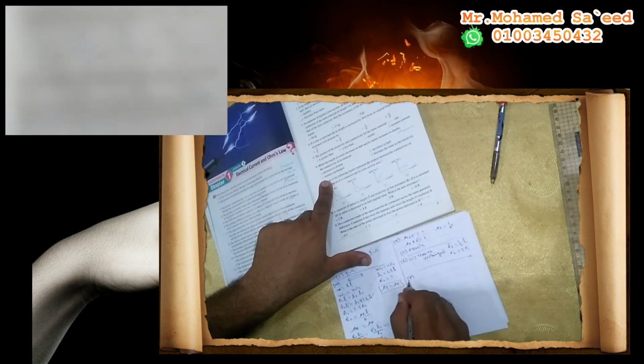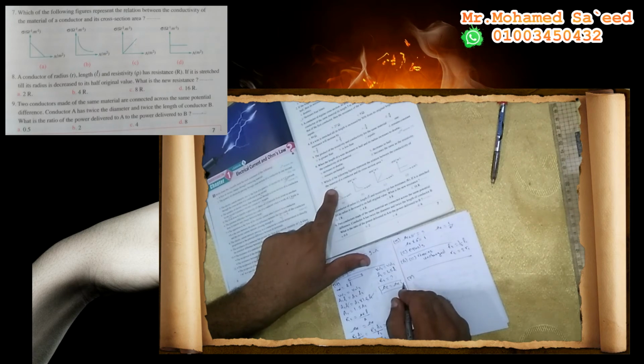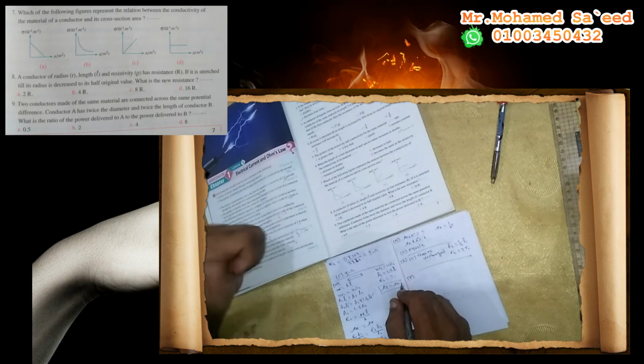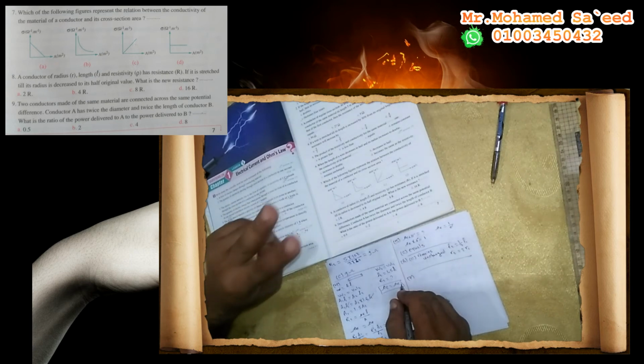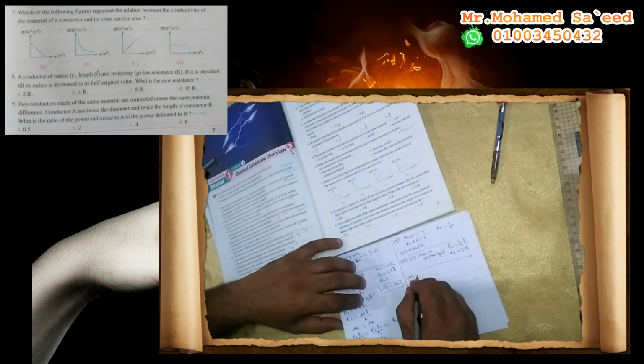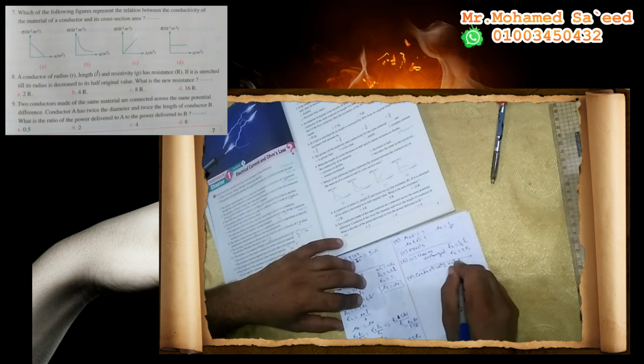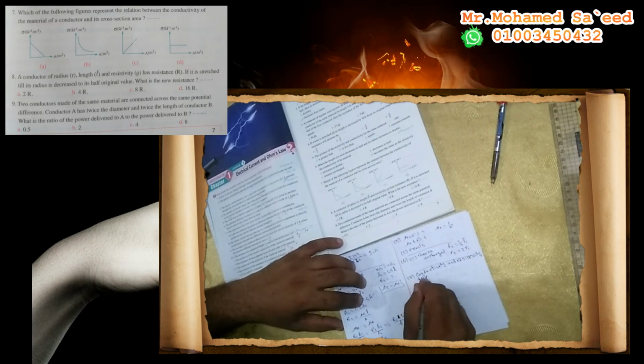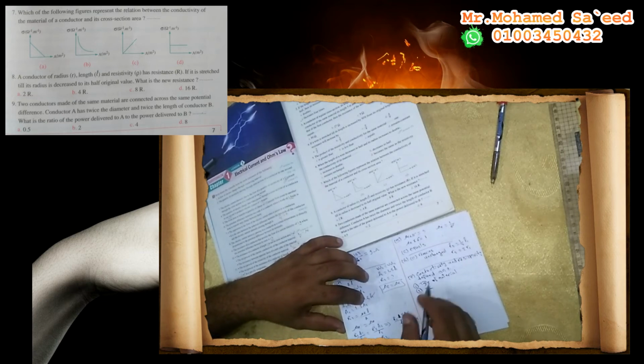Okay, 7. Which of the following figures represent the relation between the conductivity of the material of a conductor and its cross-section area? We said that conductivity, also resistivity, depends only on the type of material and temperature. There are only two factors that affect the conductivity and resistivity: number one, type of material, number two, temperature.